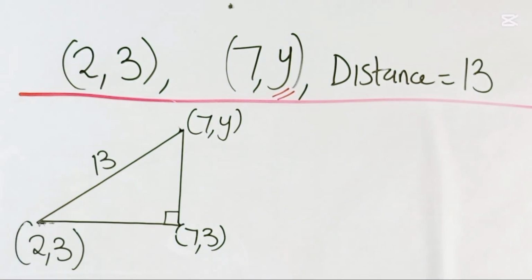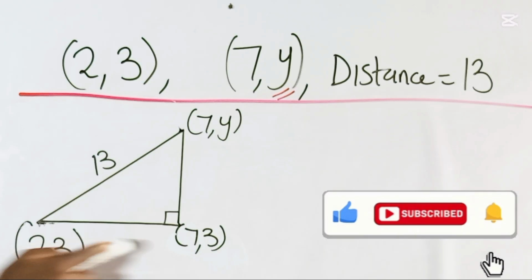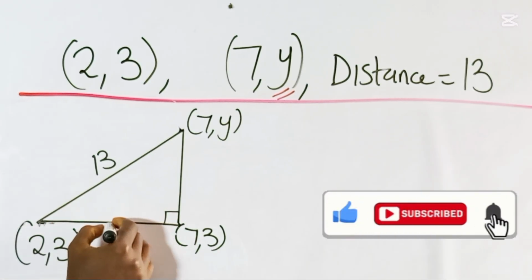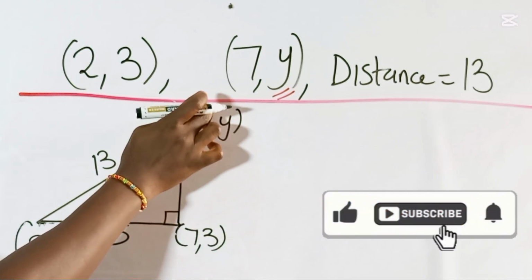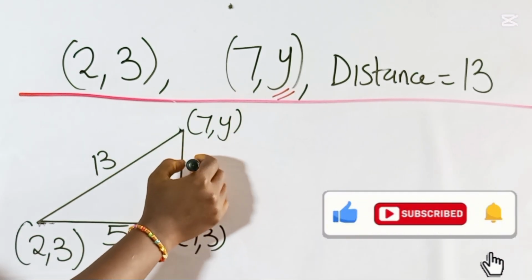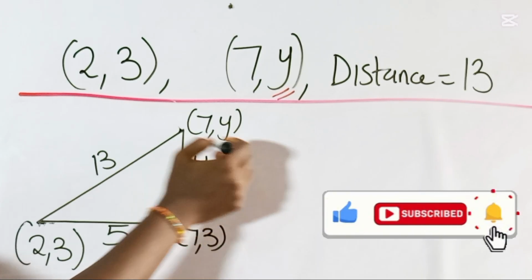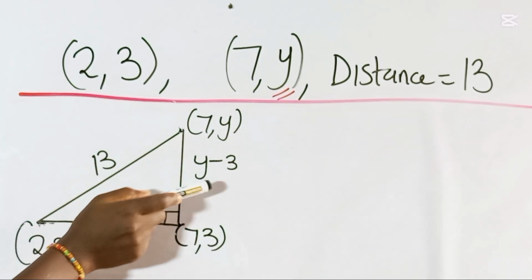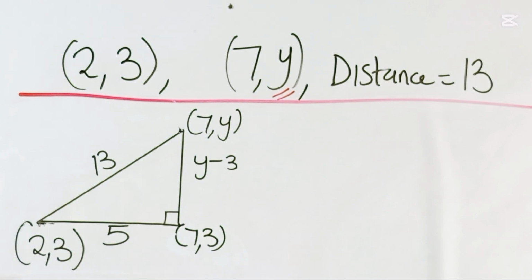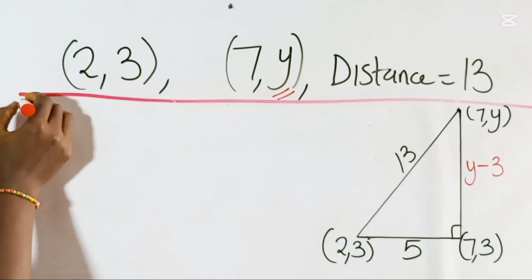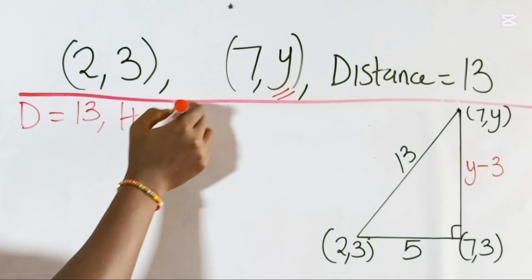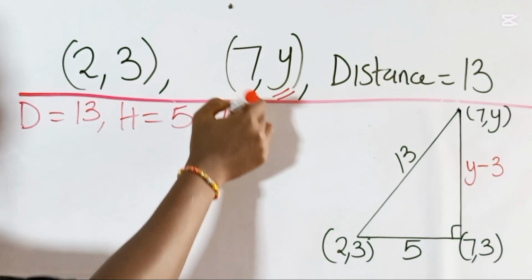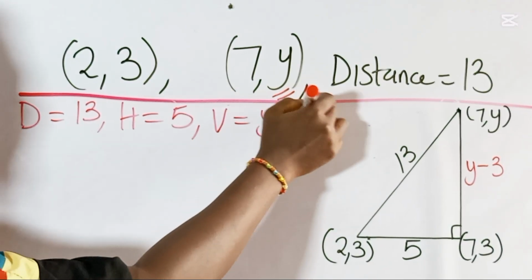So we have a right triangle now. From x equals 2 to x equals 7 is a jump of 5 units. And from when y equals 3 to when y equals y is a jump of y minus 3. This vertical distance here is what we are to solve. So let's apply Pythagoras to find this missing vertical distance. The diagonal, which is the distance, is 13, we have the horizontal distance to be 5 units, and we have the vertical distance which we are to find as y minus 3.